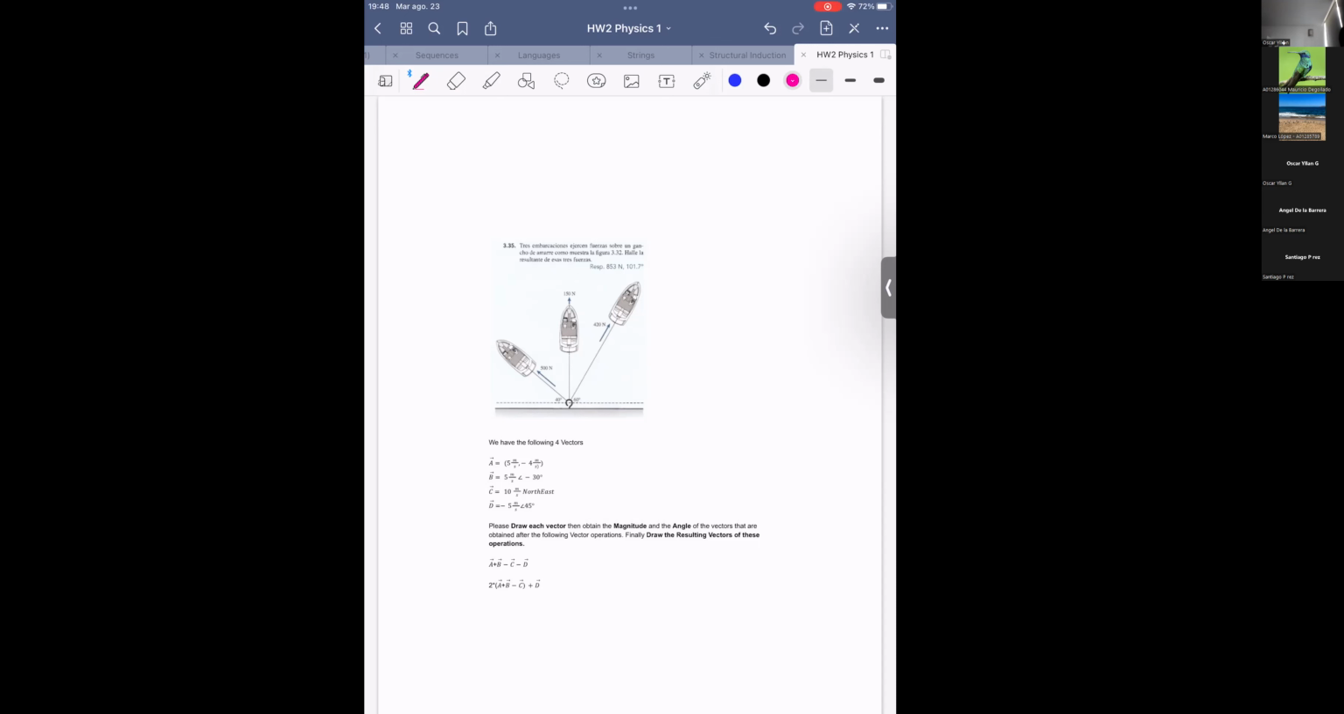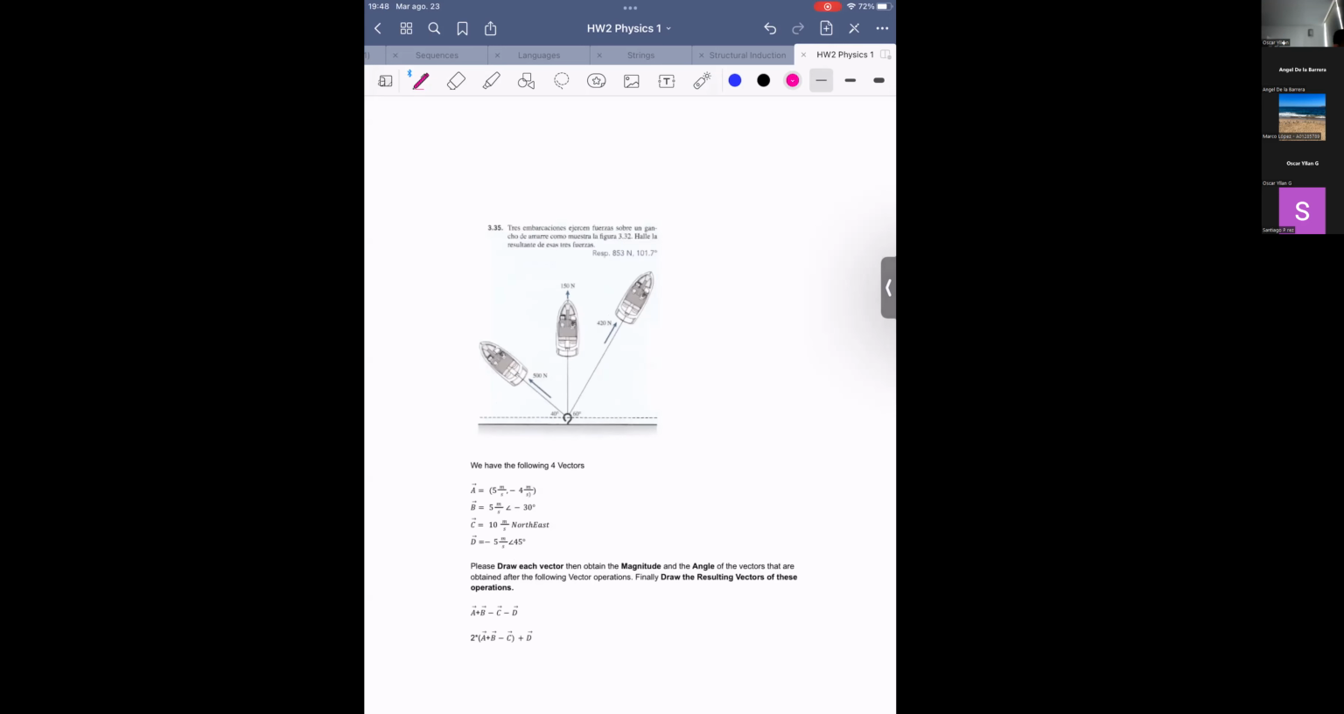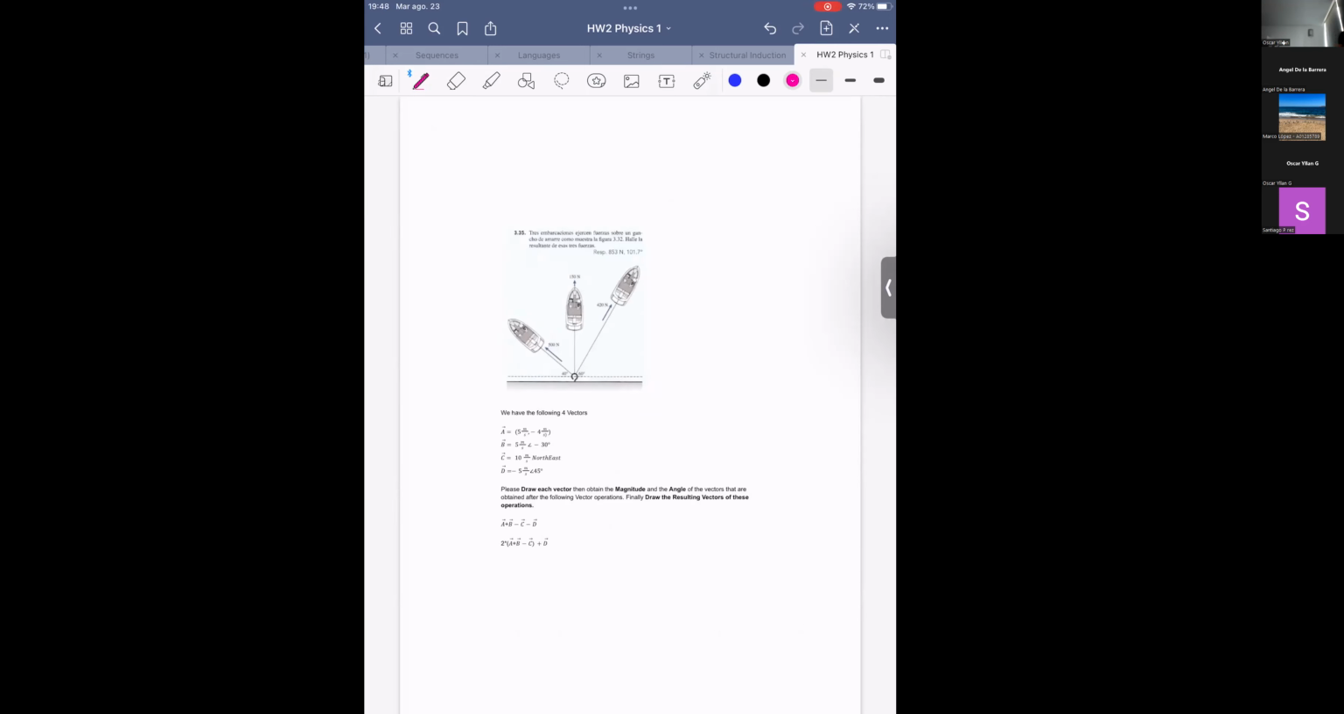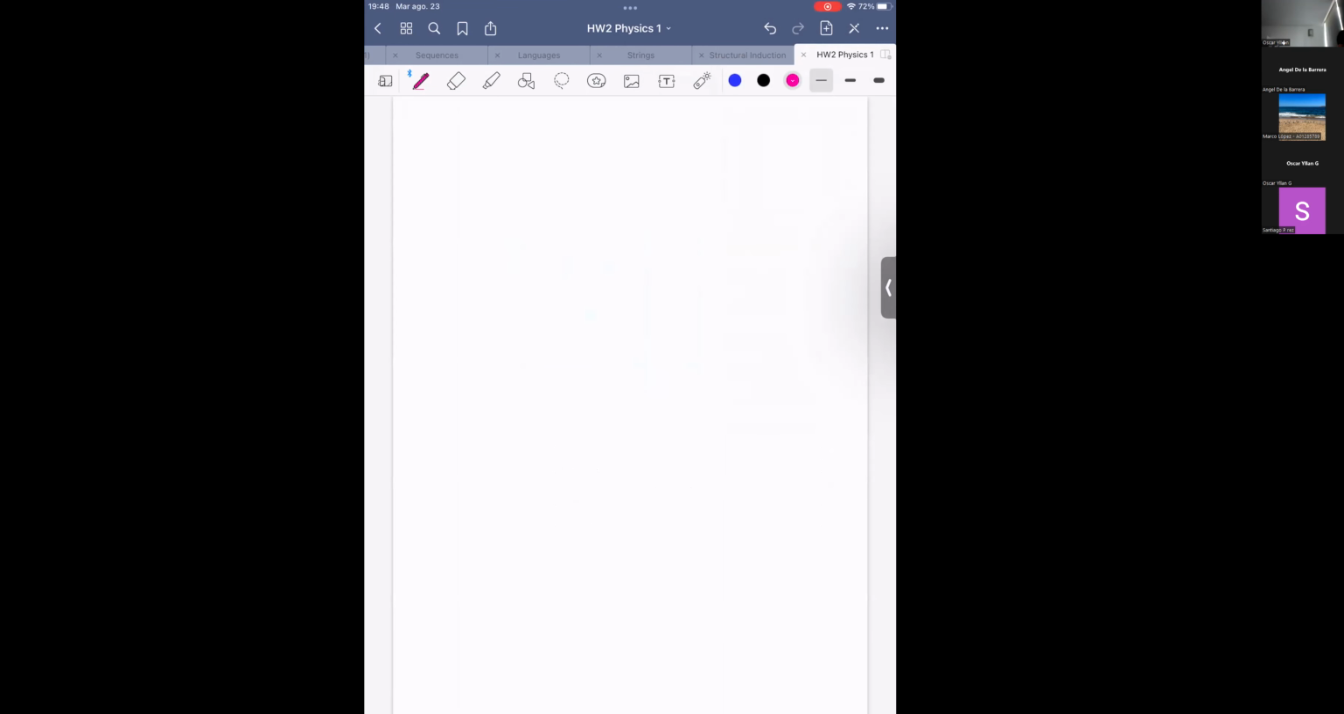I got a question. Yes. If, for example, the homework or the exam tells you the vector is 14 meters south, and it's asking you to get y, what angle do I use? Minus 90 or 270?